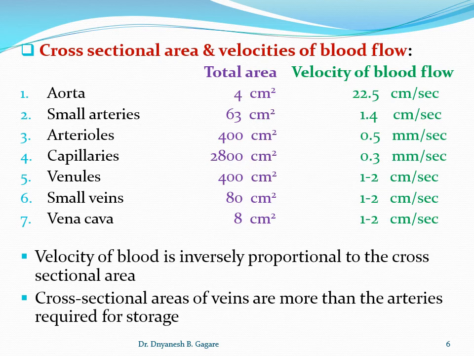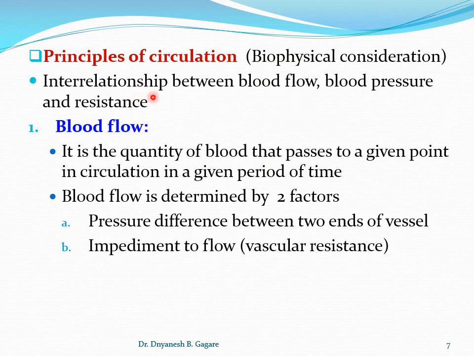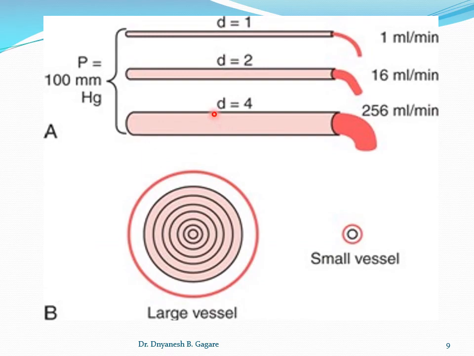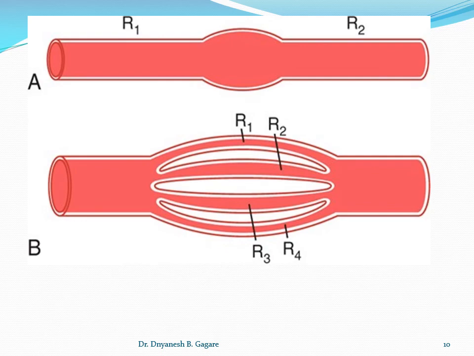Next slide: we also studied the principles of the circulation. Under the principles of the circulation, there is an interrelationship between blood flow, blood pressure and resistance. We studied the definition of blood flow. Then we studied the factors affecting blood flow, that is the pressure difference, which is the pressure at the two ends of the vessel, and the resistance. Then we studied the effect of the diameter of the vessels on the blood flow, then resistance to the blood flow.